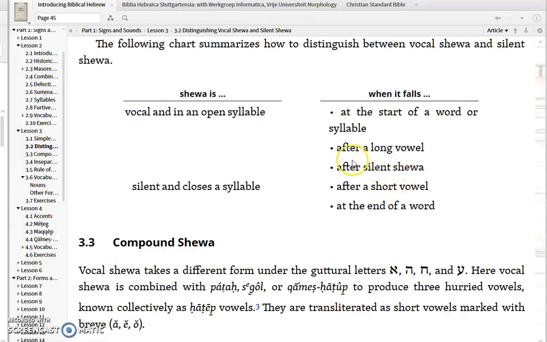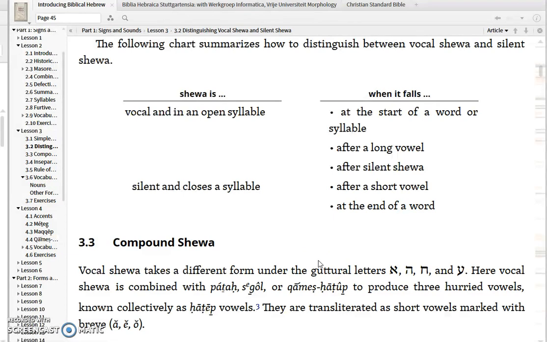So the summary that he gives on page 45 is that a Shavah is vocal in an open syllable at the start of a word, after a long vowel, after a silent Shavah, but it's going to be silent when it closes a syllable, that is, after a short vowel, or at the very end of a word. So that's the rules about silent Shavah and vocal Shavah.